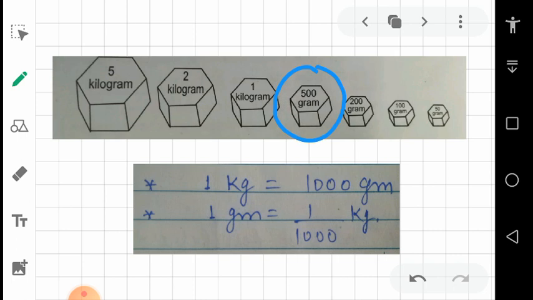So these are the available weights, and to convert one unit into another, we will use the conversion: 1 kilogram is equal to 1000 gram, and 1 gram is equal to 1 upon 1000 kg. It means it is the 1000th part of 1 kilogram. So you will remember both these conversion formulas.